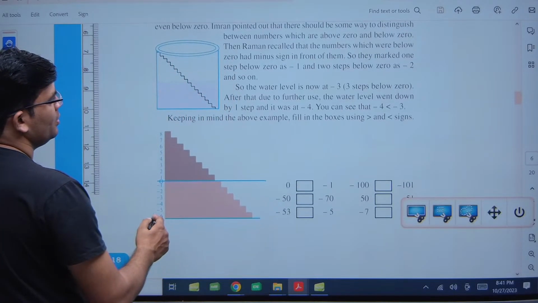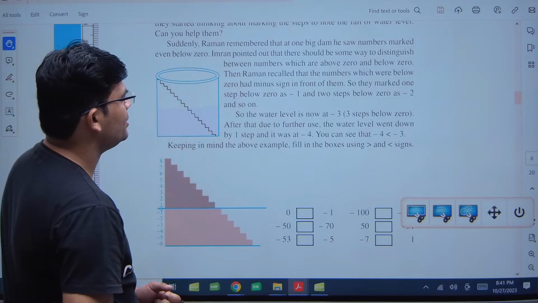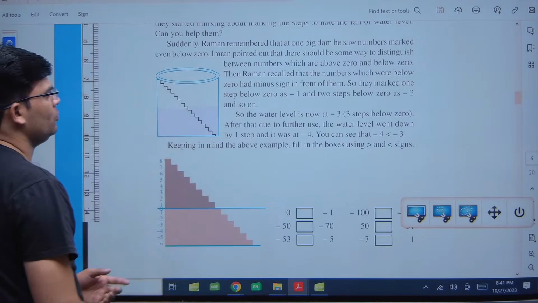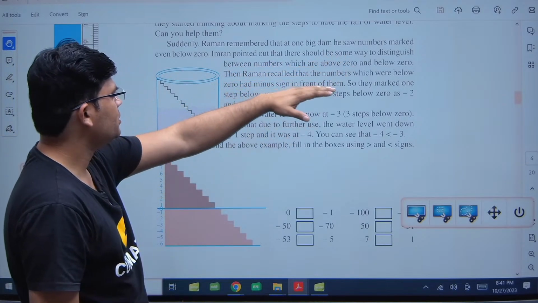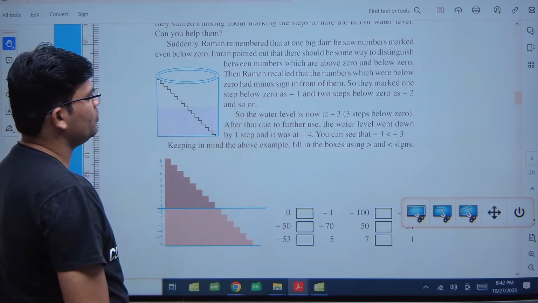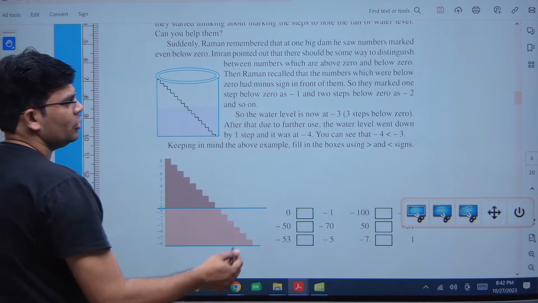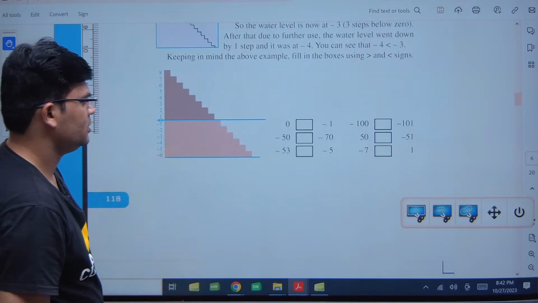Okay. So suddenly Raman remembered that on one big dam he saw numbers marked even below 0. Imran pointed out that there should be some way to distinguish between numbers which are above 0 and below 0. Then Raman said that numbers which are below 0 have a minus sign in front of them. So they marked one step below the 0 as -1. So this goes like that.